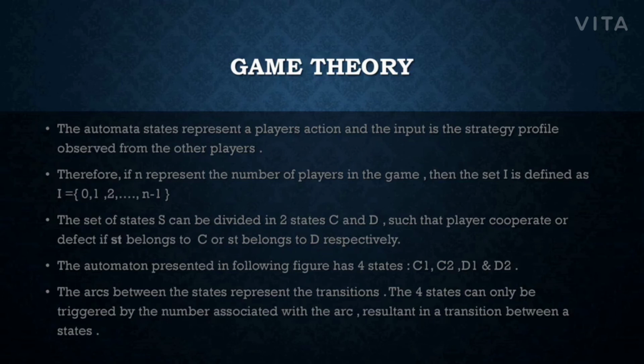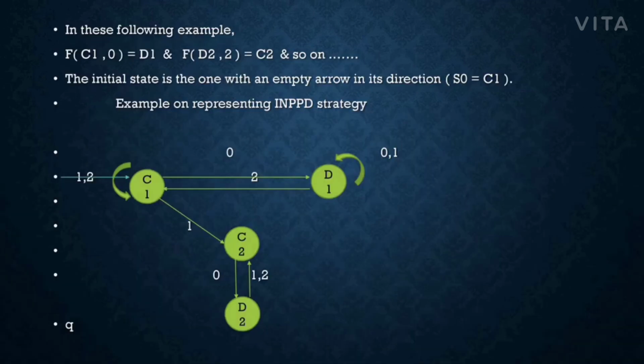Here is a simple diagram which shows that the automaton is a tuple of S, I, S0 and f, where S is a set of states, I is a set of input symbols, S0 is the initial state and f is the transition function. In this example, f of C1,0 equals D1 and f of D2,2 equals C2 and so on. The initial state is the one with an empty arrow pointing to it, S0 equals C1. So here is the structure of the automaton.